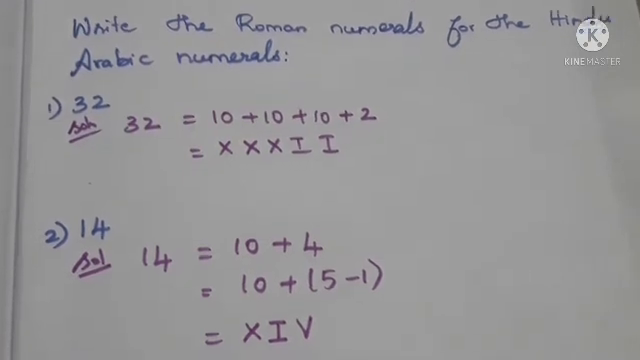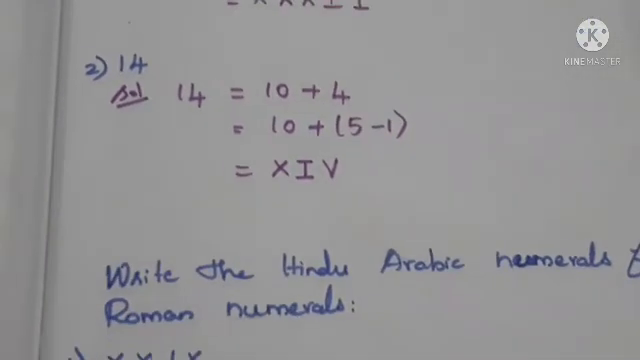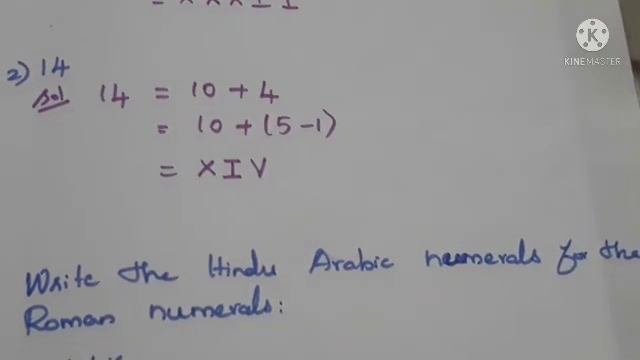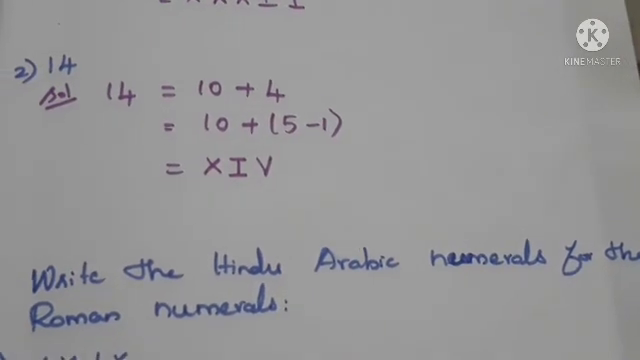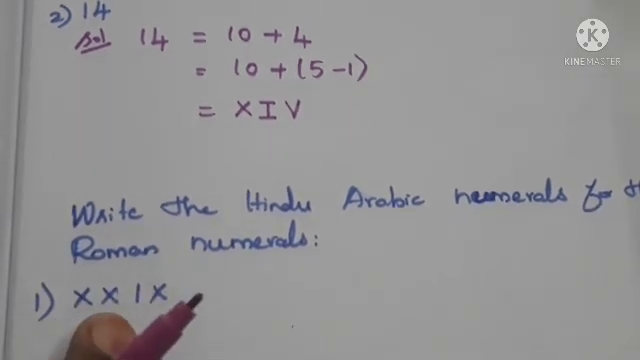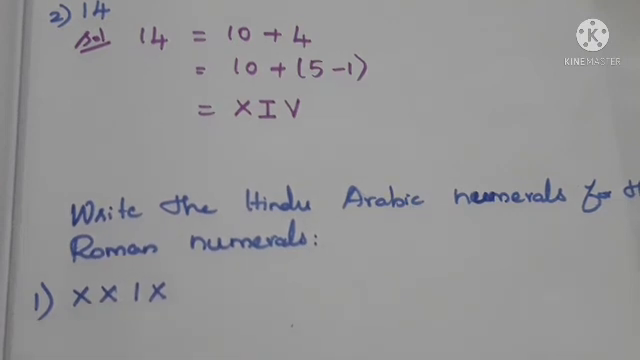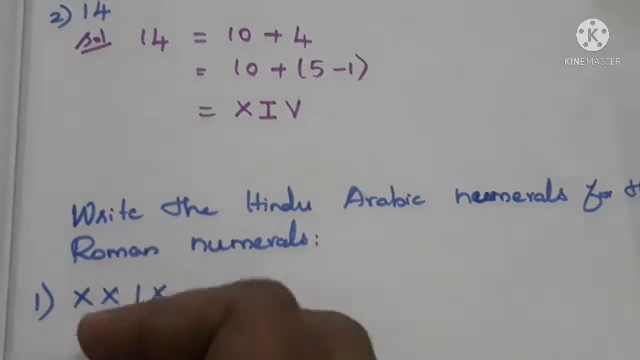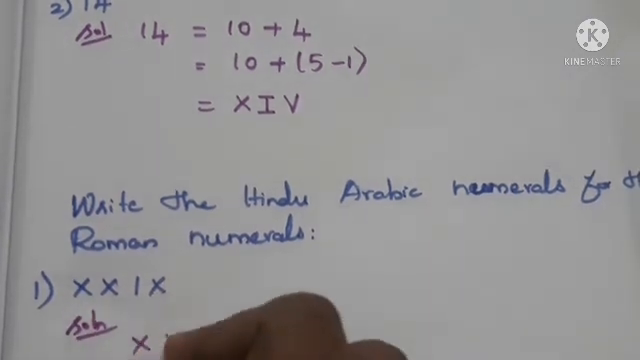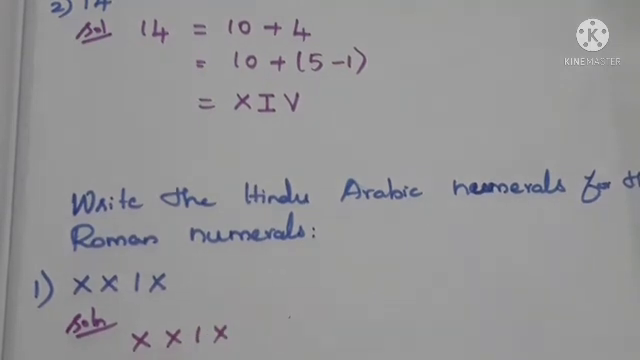Look at the next one. Next we have to write the Arabic number for the Roman numeral. So we want to write the Hindu-Arabic numeral for the given Roman values. The first question we have is XXIX. So how can we write it? We write the solution, and we write the question as it is. That means XXIX.